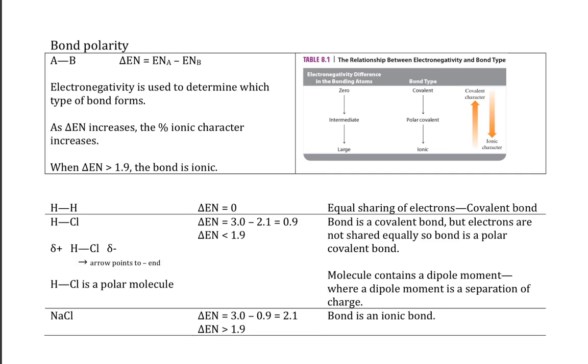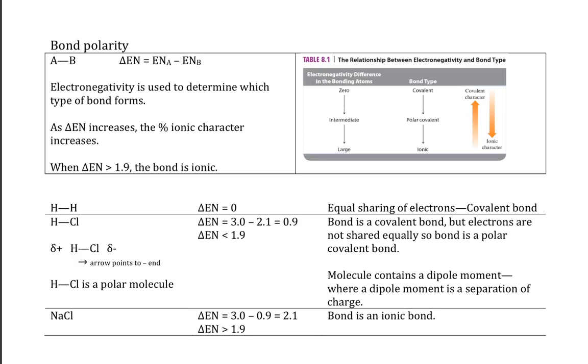So consider the bond between an atom A and an atom B. If we know the electronegativity values of each of those atoms, then we can use that information to determine which type of bond will form between those two atoms. So we calculate the change in electronegativity between the two. We take the larger electronegativity value and subtract the smaller one from that. So delta EN is what we're after.